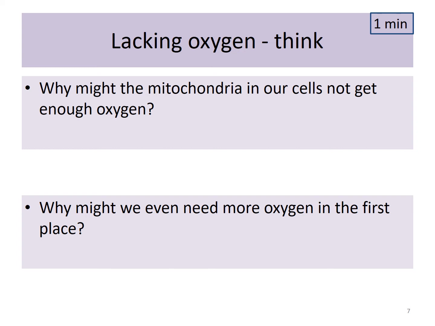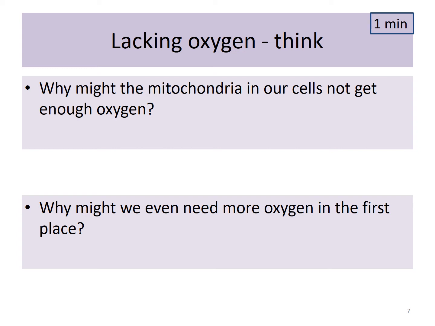So we said aerobic respiration happens when we've got plenty of oxygen. Anaerobic respiration happens when we don't have enough oxygen. Why might we not get enough oxygen? Why might the mitochondria in our cells not get enough oxygen?